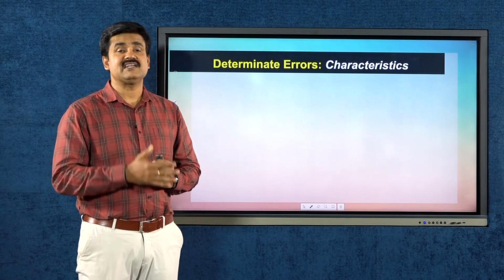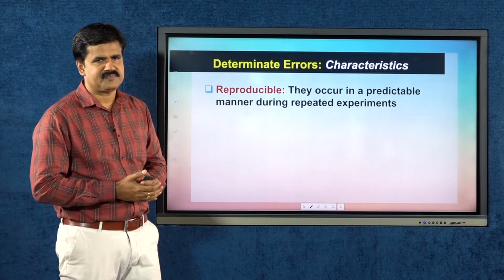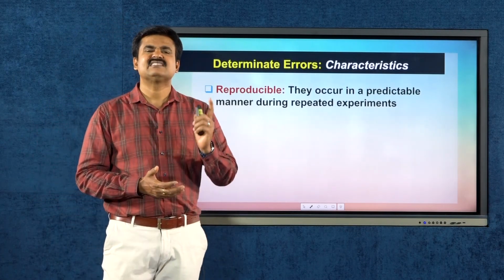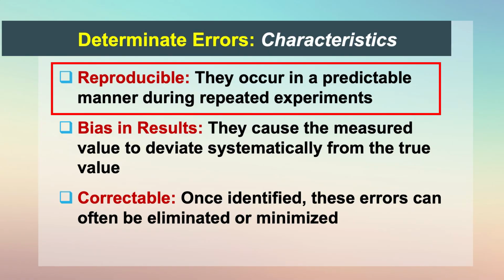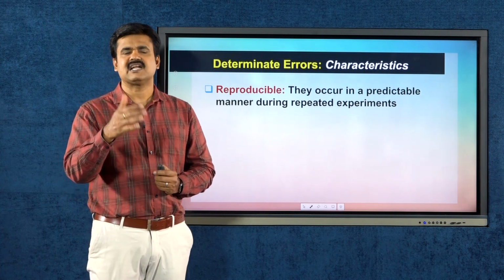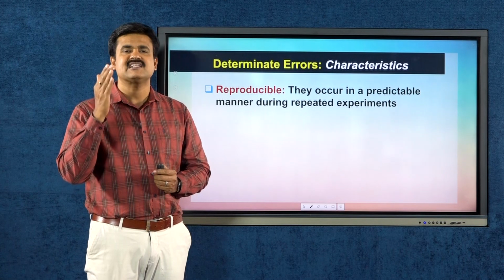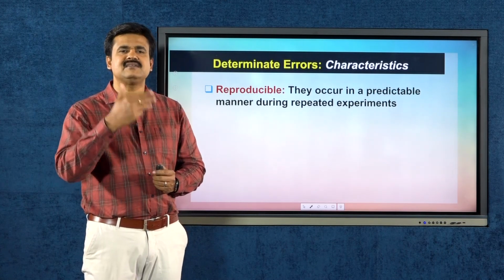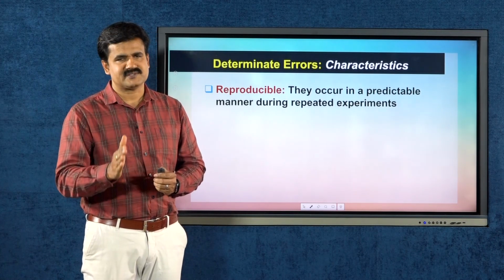Now, the important characteristics of the determinate errors. The first feature is its reproducibility. The determinate errors are reproducible. They occur in a predictable manner during repeated experiments. Suppose, as I mentioned in the previous example of conductometric titration, if you are doing repeat titrations using the same instrument under the same conditions, these errors repeat in every case. That is, the determinate errors are reproducible.